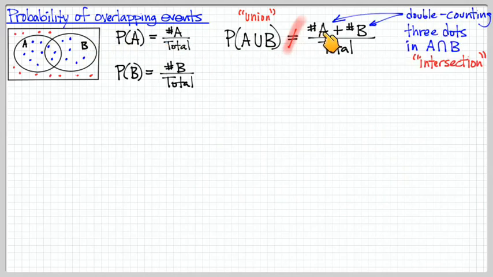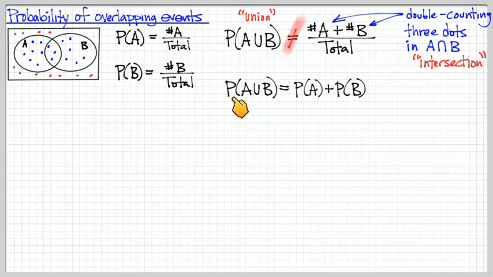If we add up all the dots in A here, and then we add up all the dots in B, we're double counting these 3 dots twice. And those 3 dots happen to be the intersection outcomes of A and B.